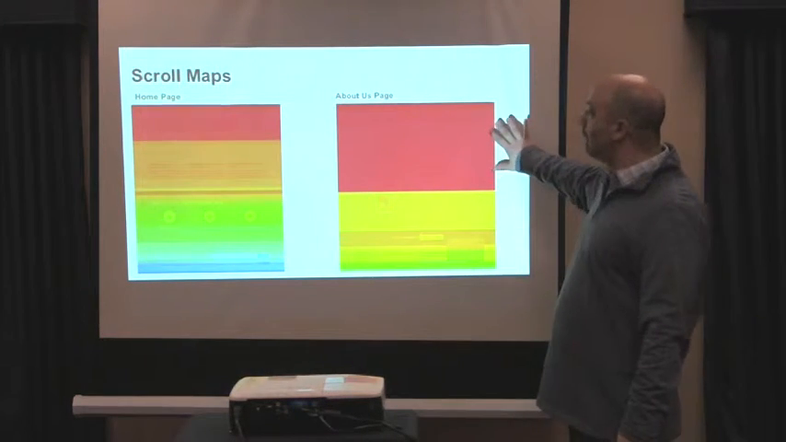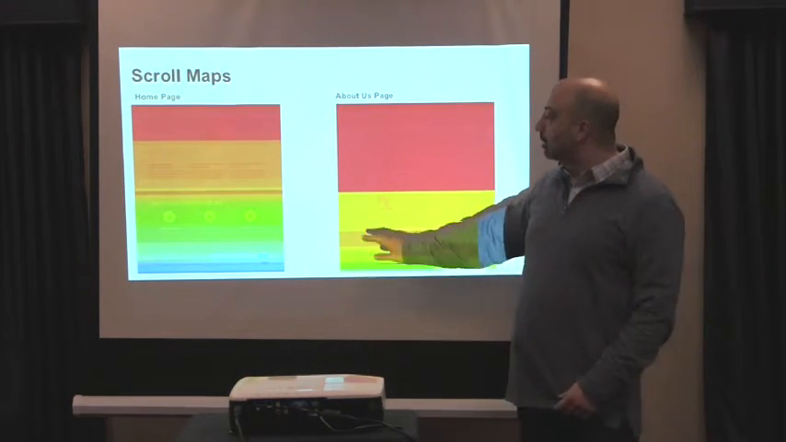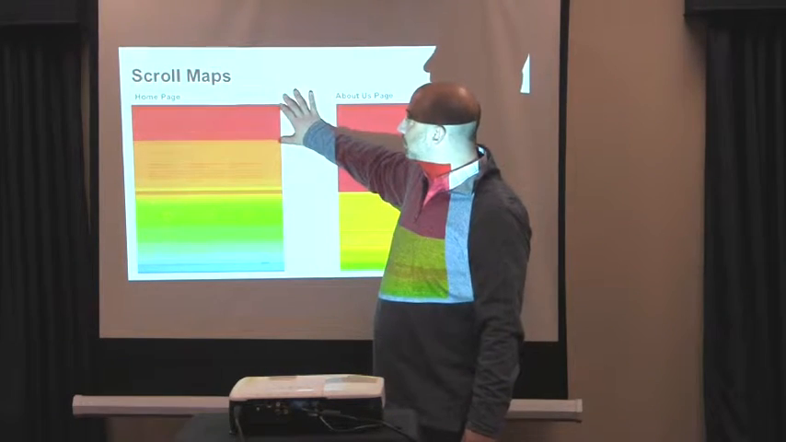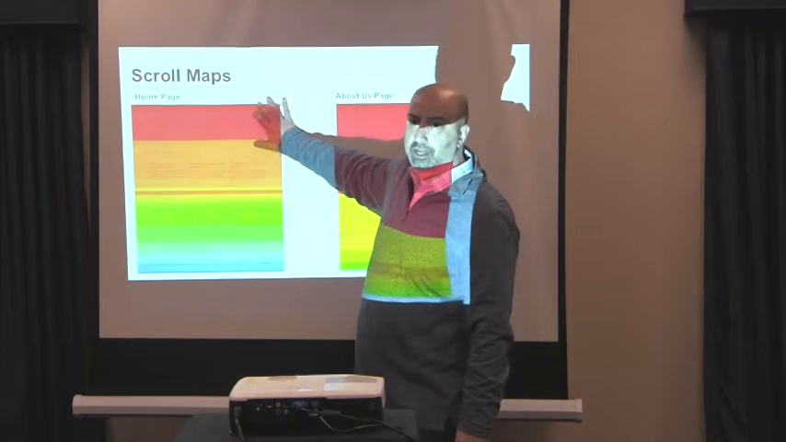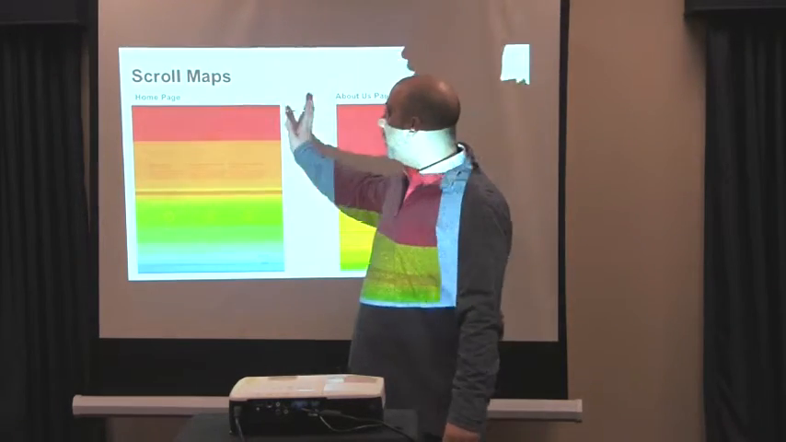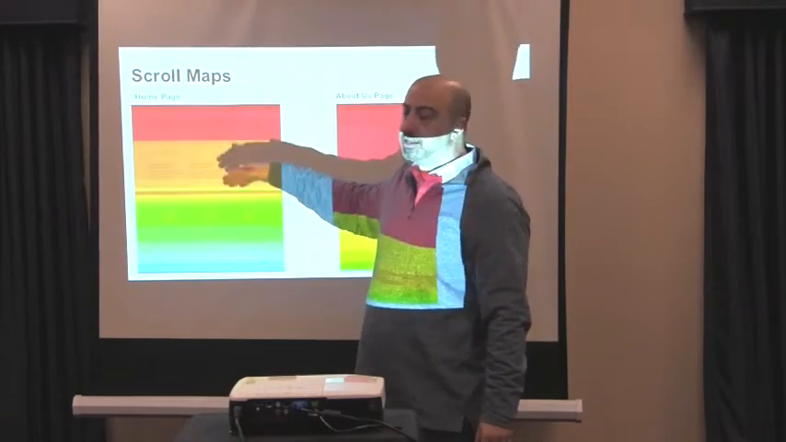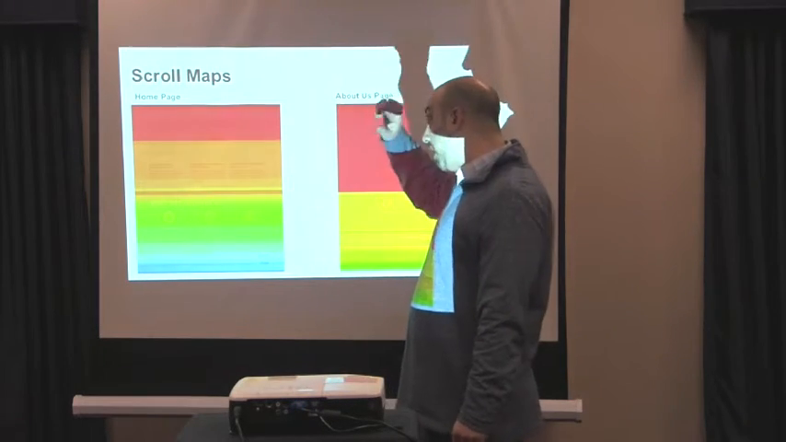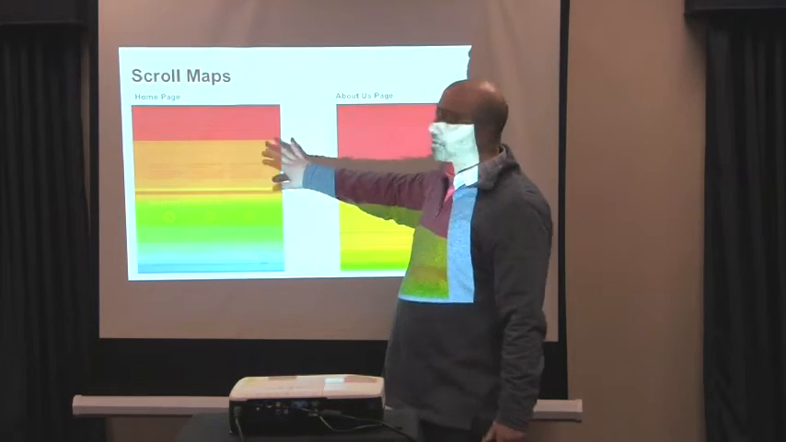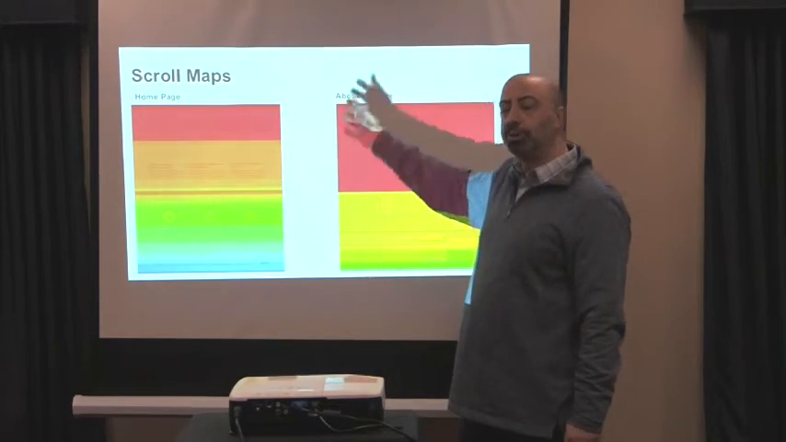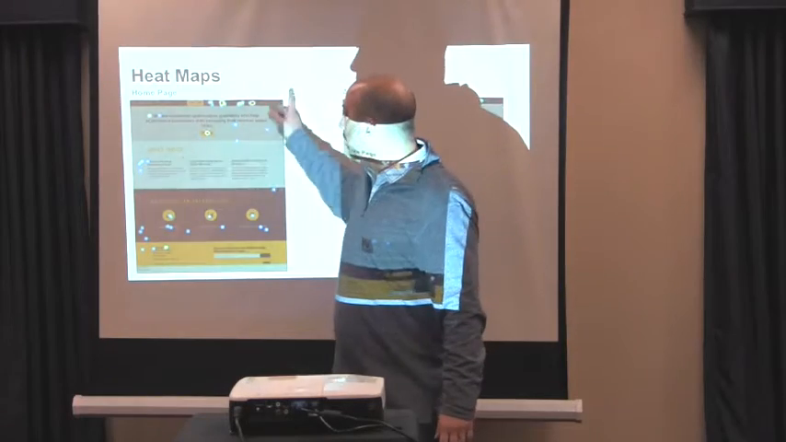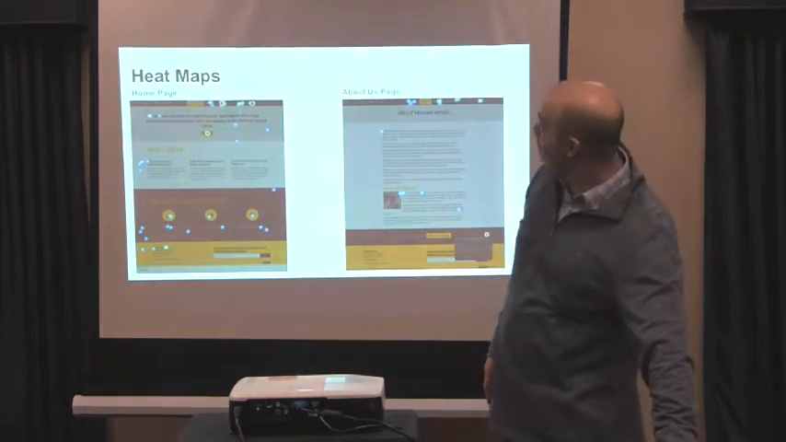These are the scroll maps. Now, the cooler the color, the fewer people are going down that far. On my home page, basically they come in and click on the top navigation. They don't go much further than that. This is typical for most home pages. People come in, they look at the navigation, and they click on where they have to go. You'll see that was reflected in the heat map on the previous slide. All the clicks are pretty much up in this top area.